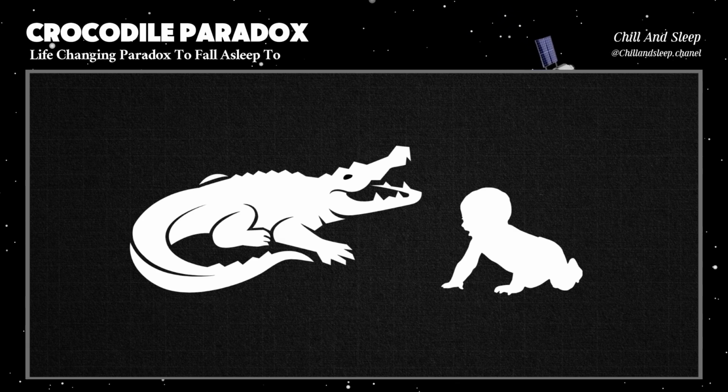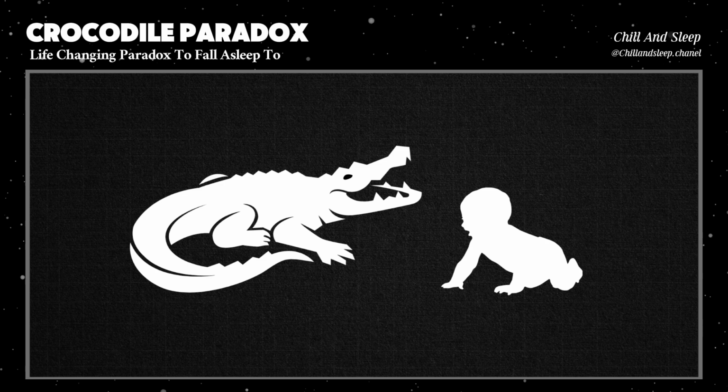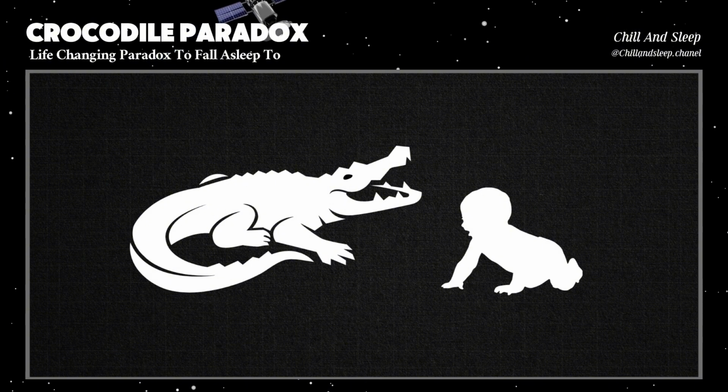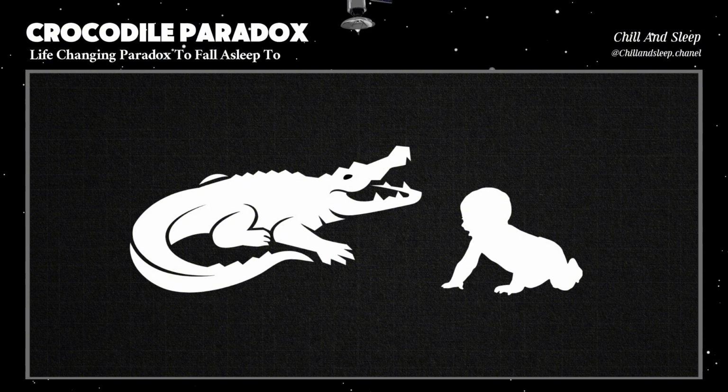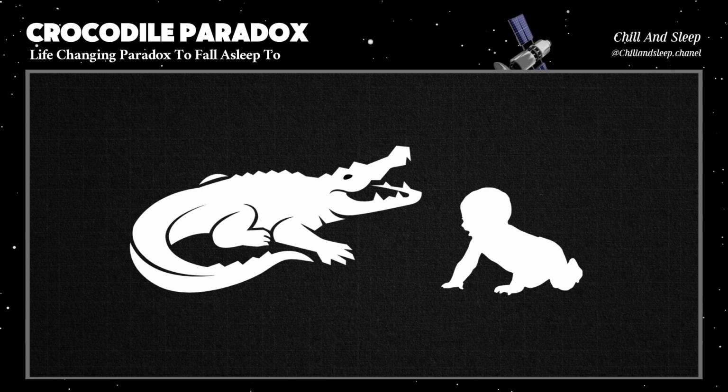Think about legal contracts filled with loopholes, political promises built on conflicting conditions, or even personal dilemmas where every choice seems to backfire. The crocodile paradox isn't just a brain teaser. It's a mirror reflecting the complexity and imperfection of the promises we make and the expectations we set.